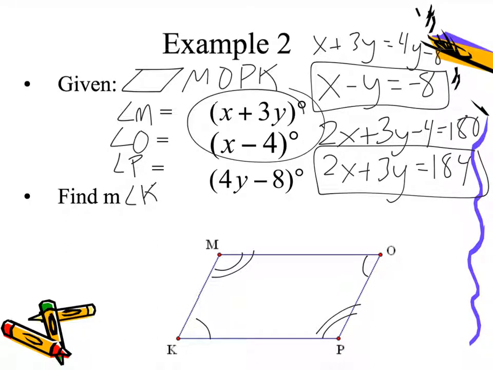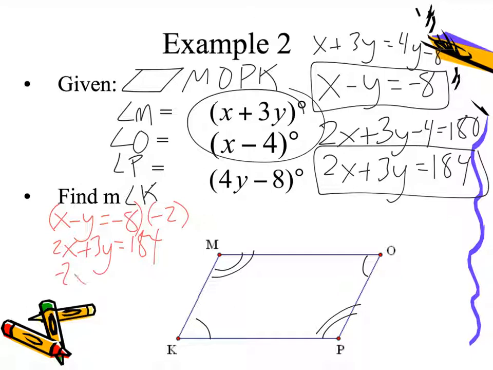Alrighty, I've got to solve this system. Let me see if I can get some room over here. So I have x minus y equals negative 8, and then I've got 2x plus 3y equals 184. Well, nothing can cancel out right now, but if I multiply that top one by either -2 or by +3, I'll be good to go. I'll do -2 and cancel out my x's, okay? So I'll have -2x plus 2y equals 16. So these guys will cancel, and I'll be left with 5y equals 200.